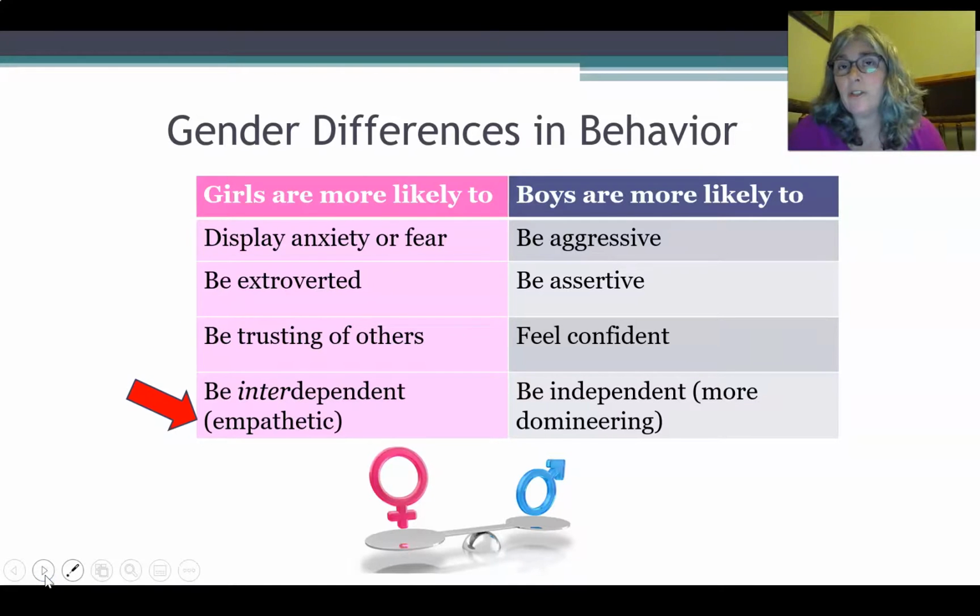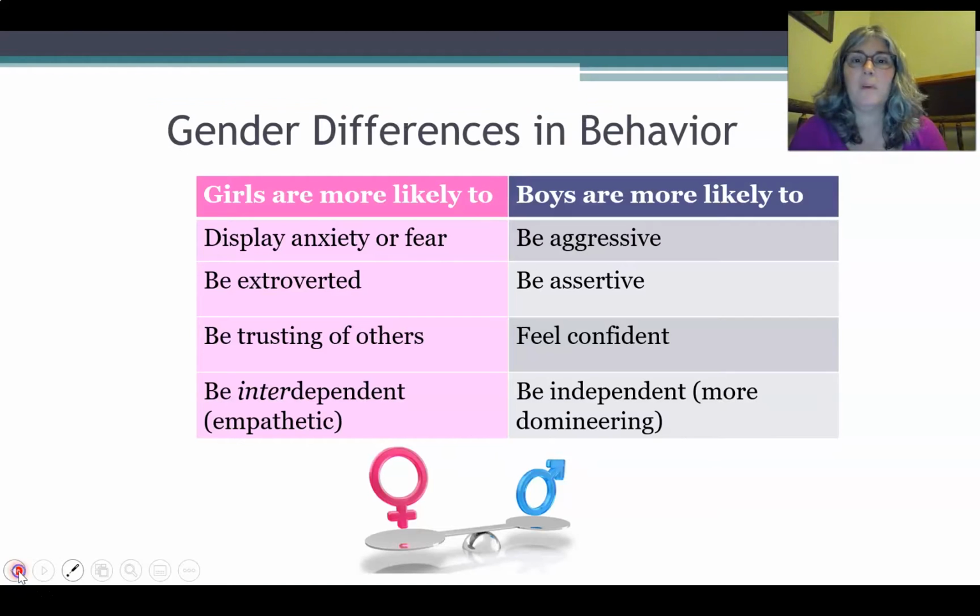And they're more interdependent, which means their feelings are connected to the feelings of another person. They tend to get wrapped up in worrying about how other people feel, and that in some way guides and directs their behavior sometimes.